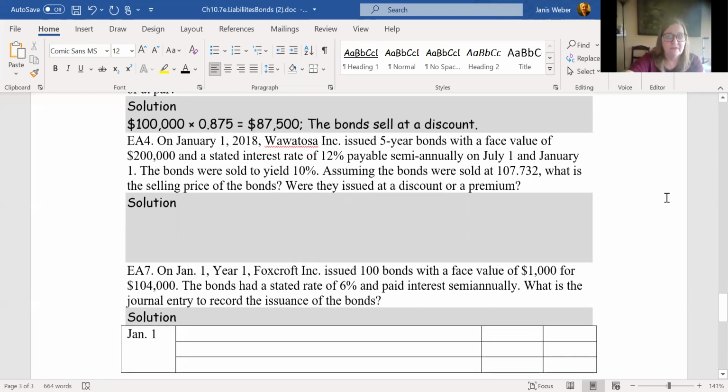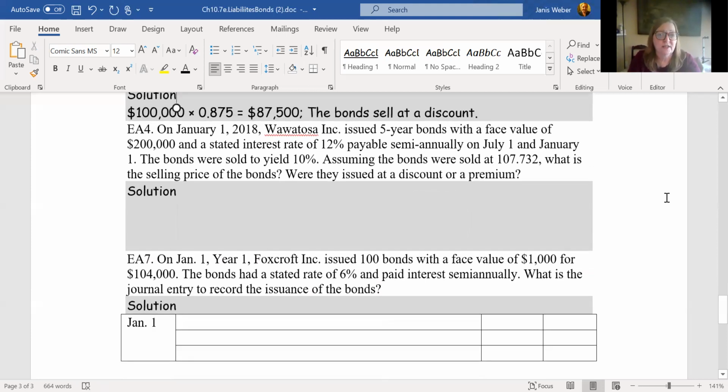Okay. EA4, on January 1st of 2018, Wauwatosa issued 5-year bonds with a face value of $200,000, a stated interest rate of 12%, to be paid semi-annually on July 1 and January 1st. The bonds were sold to yield 10%. Assuming the bonds were sold at 107.732, what is the selling price of the bonds?